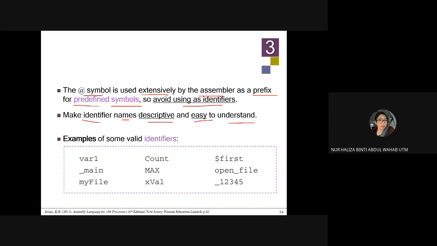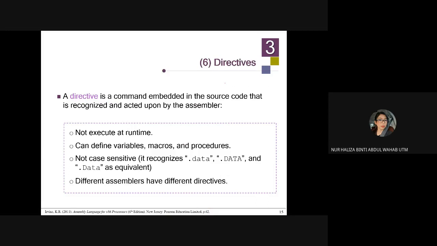Example of some valid identifiers. So these are all the valid identifiers that you can use. And for information also, we already looked into identifiers last class. So for more information, you can proceed to page 62 of the book under Pearson Education Limited. So next is on directives.